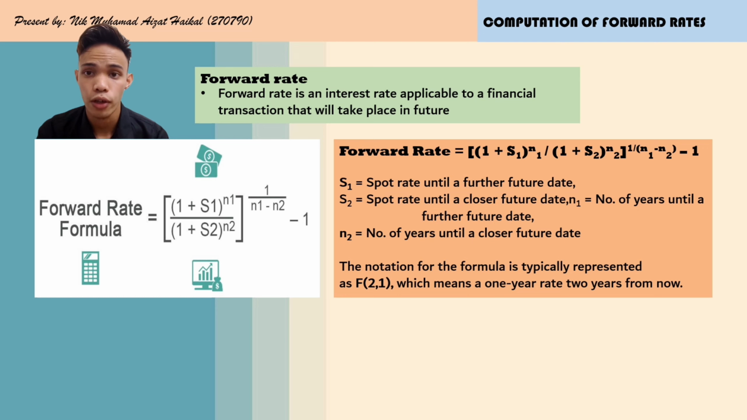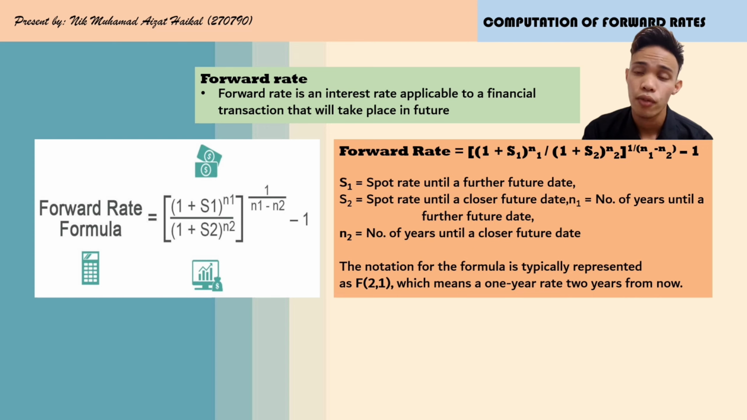The formula for forward rate is 1 plus S1 power N1, then divide by 1 plus S2 power N2. After you get the answer, then power it with 1 divided by N1 minus N2, and only then minus 1. Based on the formula, S1 is the spot rate until a further future date.